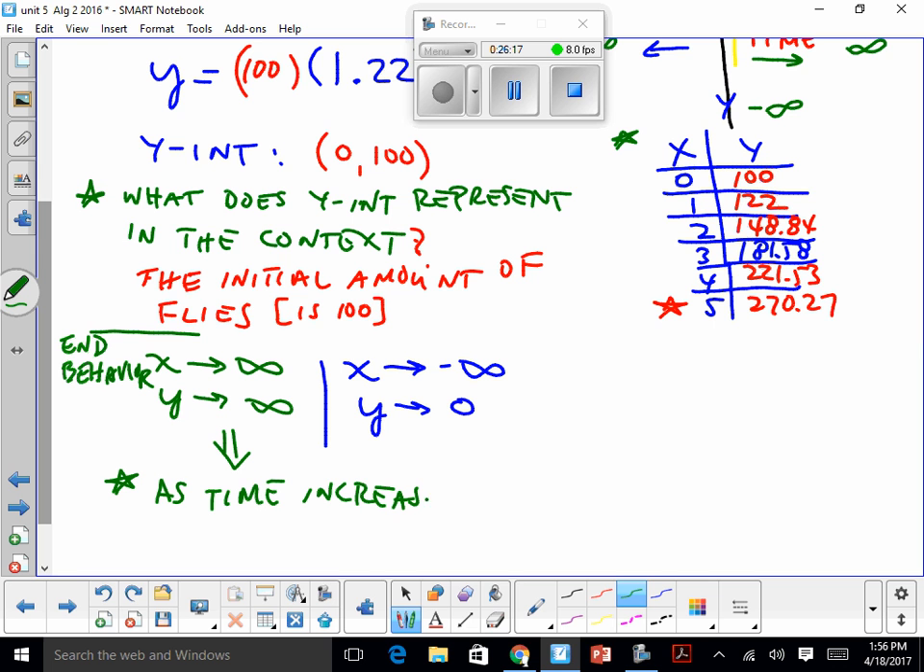The amount of the loan increases, or his money. What else? The number of E. coli bacteria increases. In other words, you have to go back and read whatever the topic was when you answer this. As time increases, the amount of flies increases. The amount of something increases.